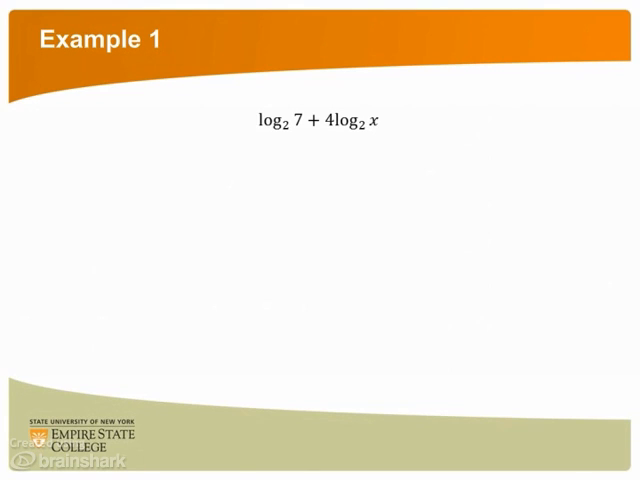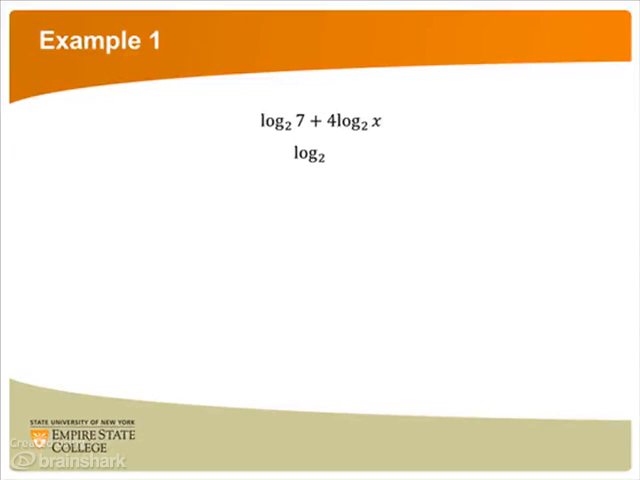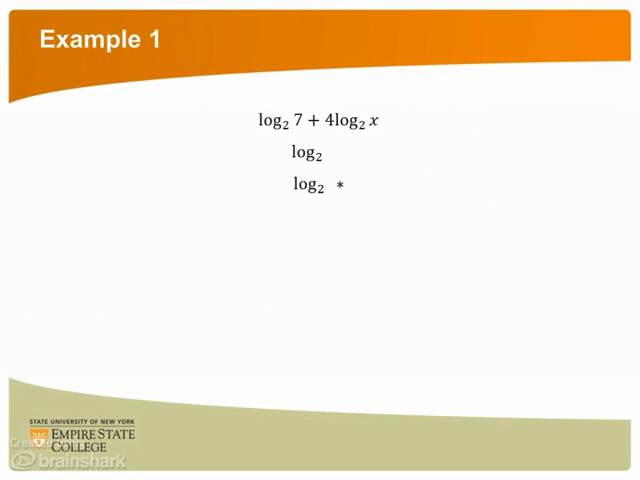Suppose we want to contract the base 2 logarithm of 7 plus 4 times the base 2 logarithm of x. First, we write the appropriate logarithm, the log base 2. Next, we recognize that the sum of the individual logarithms becomes a multiplication when we contract the logarithms. Since we had the log base 2 of 7 and the log base 2 of x, we realize that the 7 and x are the factors being multiplied in the contracted logarithm.